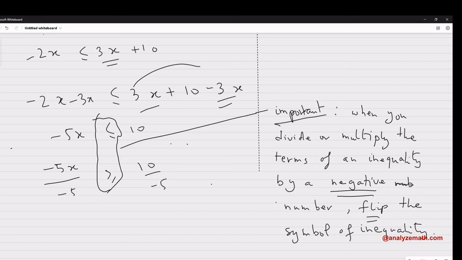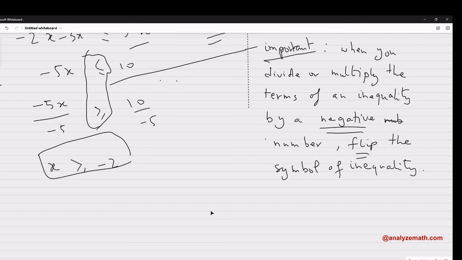Now we simplify negative 5 by 5, that gives me 1x. 1x is x greater than or equal to negative 2. So this is the solution of the inequality using the symbol of inequality.